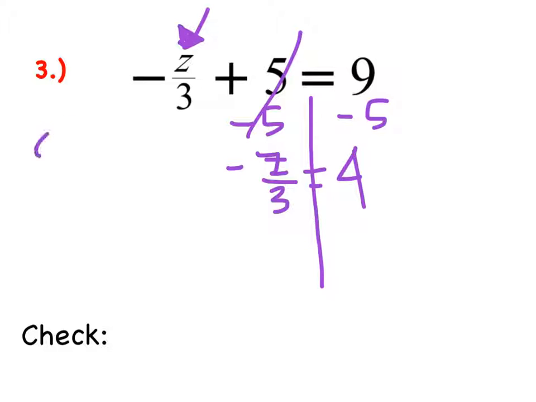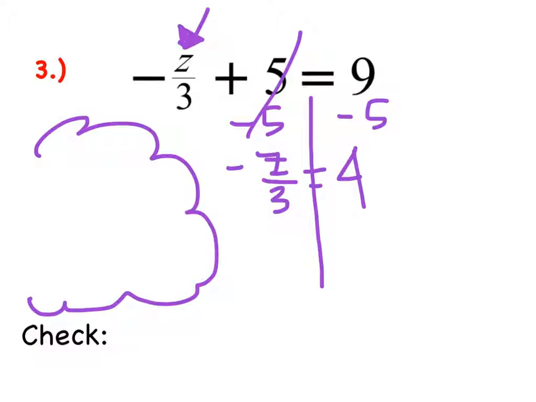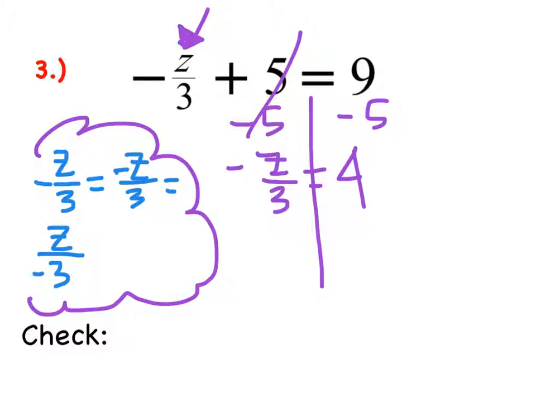Now, as a quick reminder, we learned that it doesn't matter where the negative sign is in a number. It doesn't change the value to move it around. So negative z over 3 is equivalent to negative z over 3, which is equivalent to z over negative 3. We can write our fraction all 3 ways and it doesn't change the value.